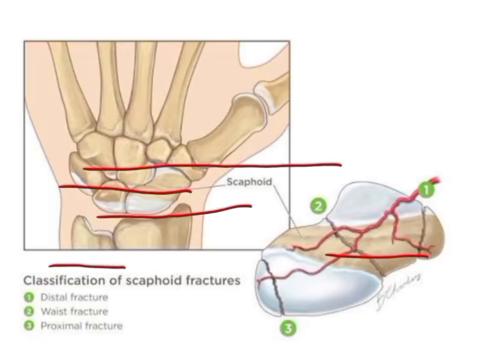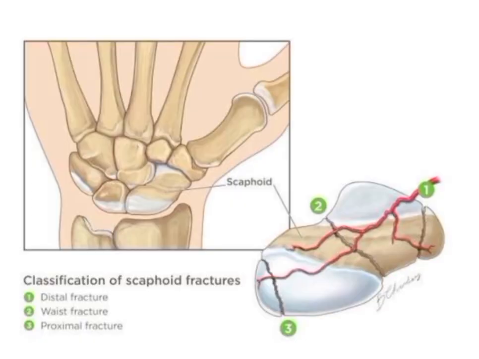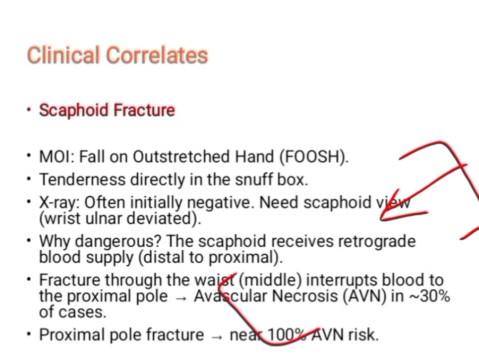Now look at this image. This is the blood supply to the scaphoid. This is the distal part of the scaphoid. This is the proximal part of the scaphoid. And blood supply to the scaphoid moves in this direction. So because the blood supply to the scaphoid moves in a retrograde direction, it moves from distal to proximal.